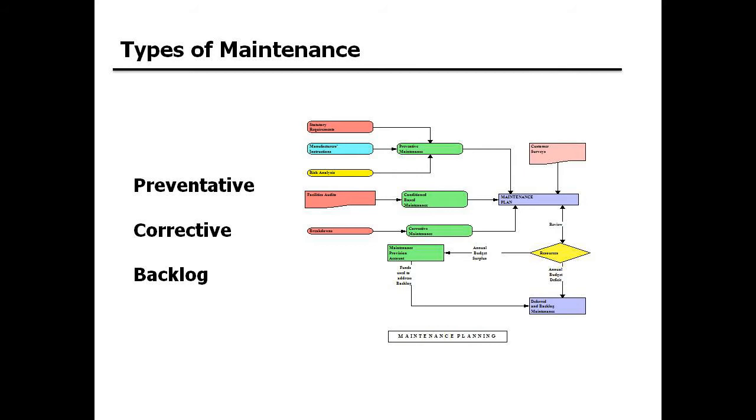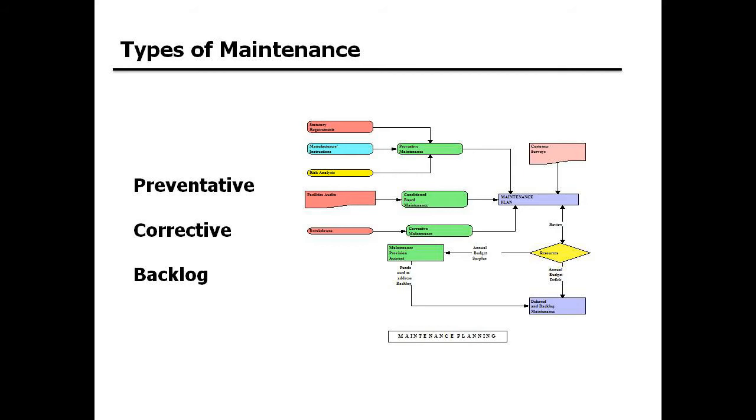So the types of maintenance, let's consider them in this diagram here. And this is how they really do fit together in the maintenance plan. I've identified here the three types: preventative, corrective, and backlog. And it's important that you understand the difference of each.